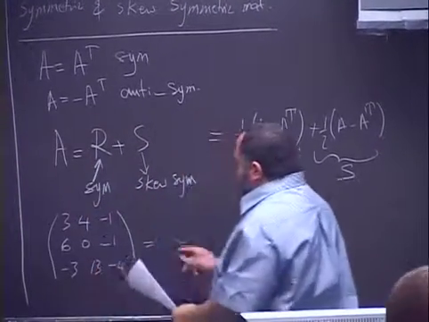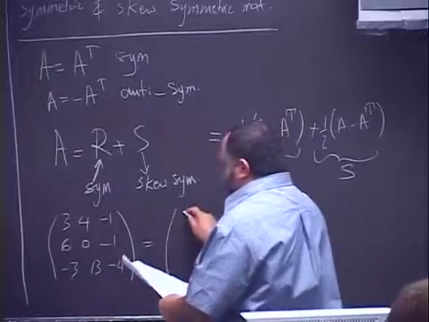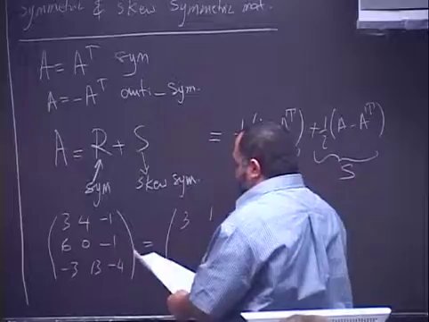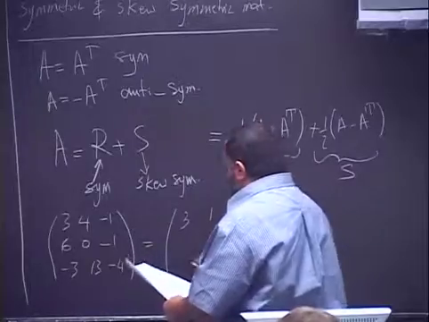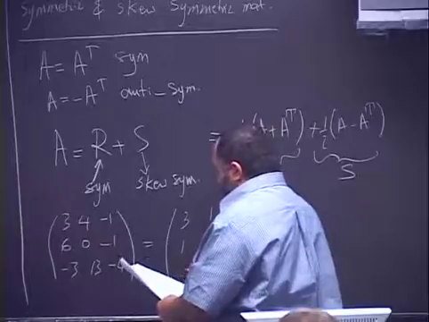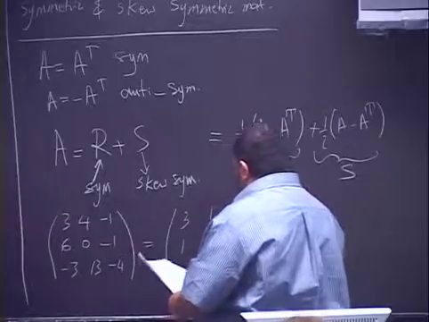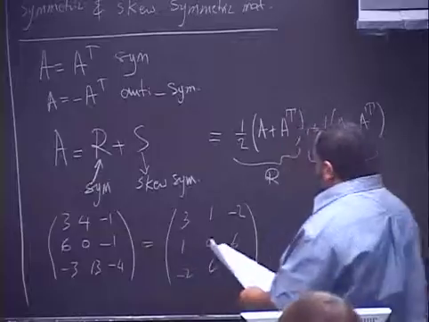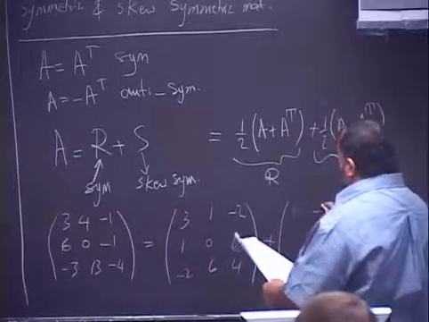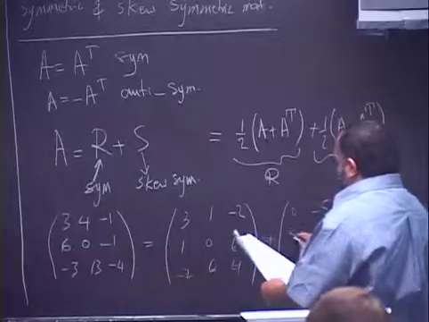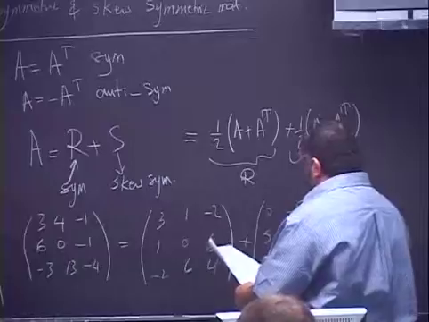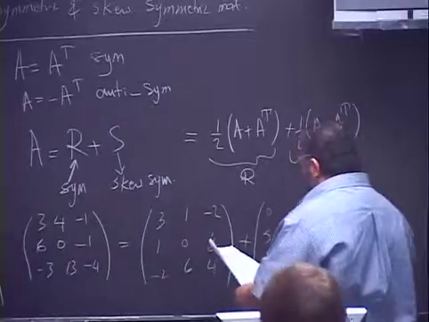So I can write this as what? I can write it as 3, 1, negative 2, 3, 1, negative 2, 1, 0, 6, negative 2, 6, 4. So this is the symmetric term, and the skew symmetric term will be 0, negative 5, 1, 5, 0, negative 7, negative 1, 7, 0.